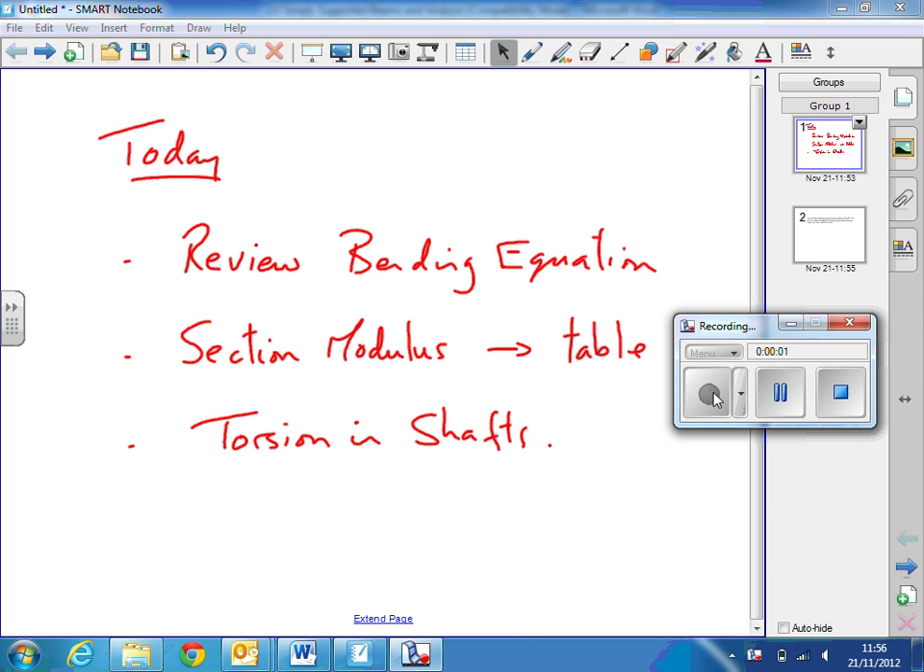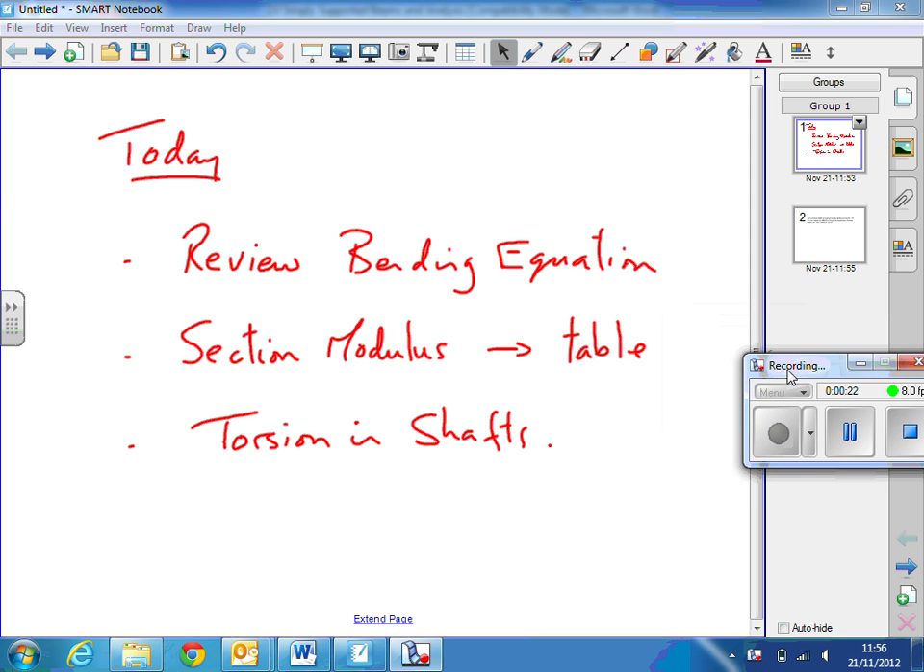Want to just review one or two of the questions on the bending equation tutorial sheet. And we'll pick out ones in particular that you may want to have a look at, and we'll go through those. And then we'll look at the section modulus, which is the last part of that second handout you've had, and the use of that table in there to find the correct I-beam to use in a structure.